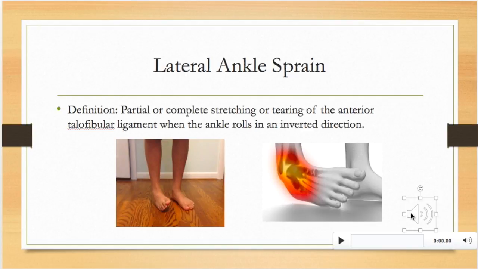Injury that is common in high school men's basketball is the lateral ankle sprain. The lateral ankle sprain is a partial or complete stretching or tearing of the anterior talofibular ligament when the ankle rolls in an inverted direction. This type of sprain is the most common of sprains.